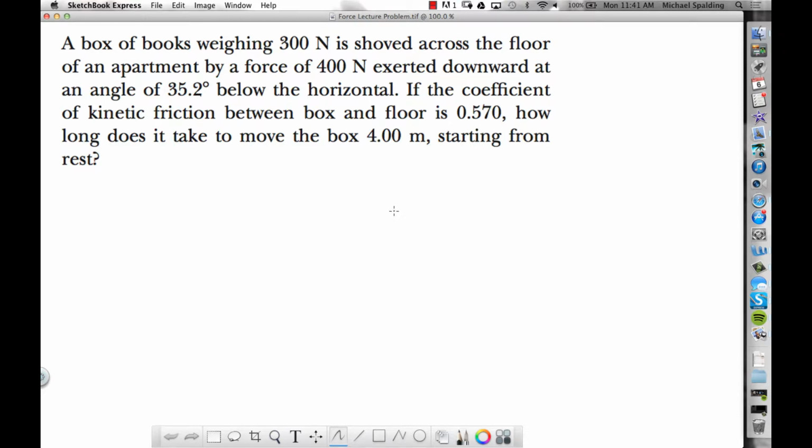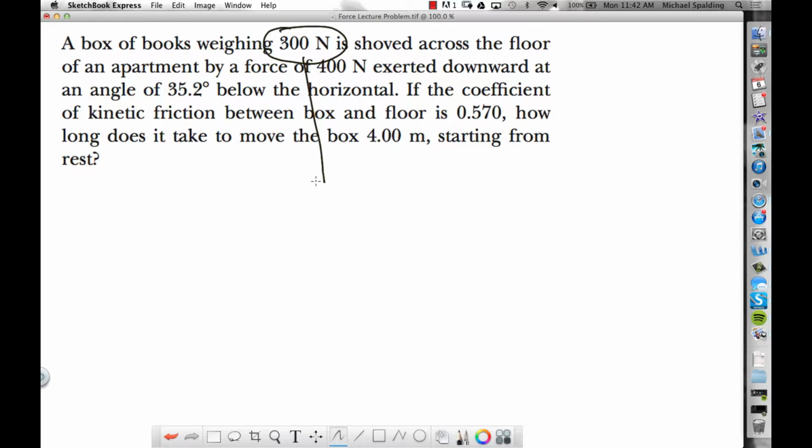All right, so here we have a box of books. They give us the weight of the box. See right here, it says 300 newtons. Is that the mass of the box? It is not. That's a very common mistake to make early on in physics. You plug in the given weight of the object as if it were the mass. This is not the mass.